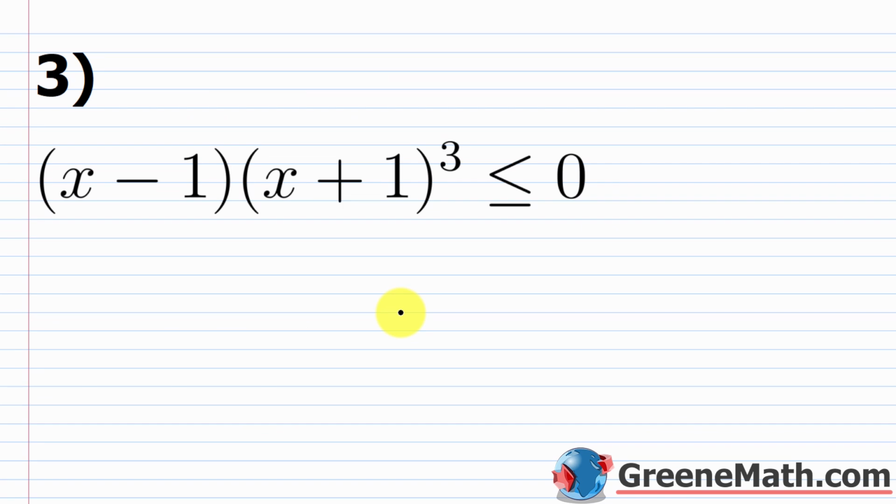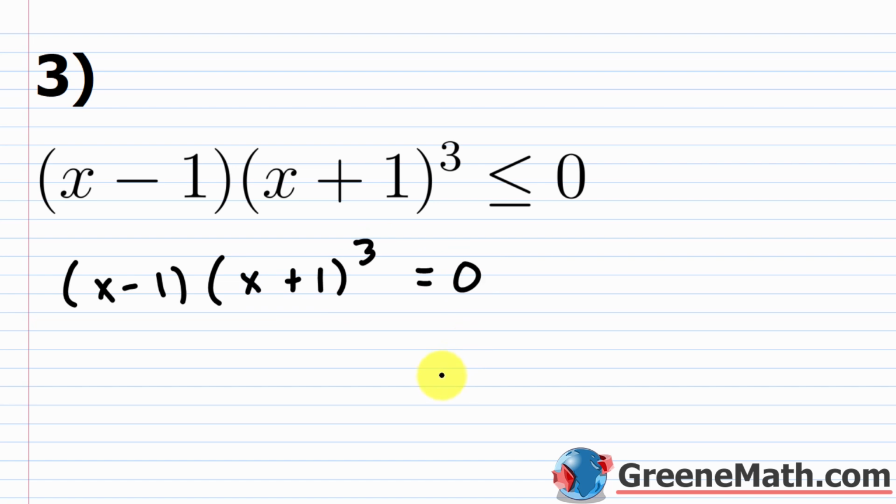All right, for problem 3, we have the quantity x minus 1 times the quantity x plus 1 cubed is less than or equal to 0. So let me just write x minus 1, this quantity, times the quantity x plus 1. You could write x minus a negative 1 if you want. This is going to be quantity cubed, and I'm just going to set this equal to 0. Again, you know that you would have a 0 at 1 and then negative 1.